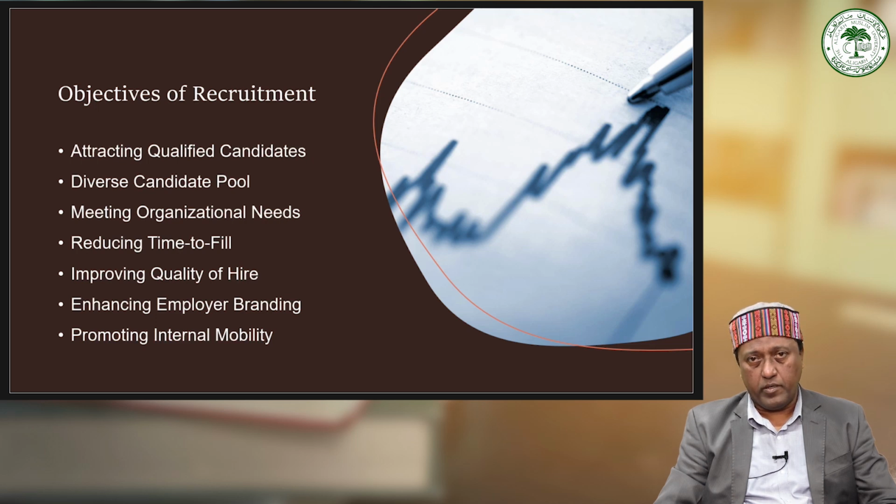The first and foremost objective is to attract the qualified candidates. As we know, the role of recruitment first and foremost is to get the right person, or you can say the best person who is suited for this job. Then we have a diverse candidate pool, and then we have another objective of meeting the organizational needs and reducing time to fill and improving quality of hire. Means at any point of time it should not be lagging, or it should not be such a process which is not liked by the prospective candidates.